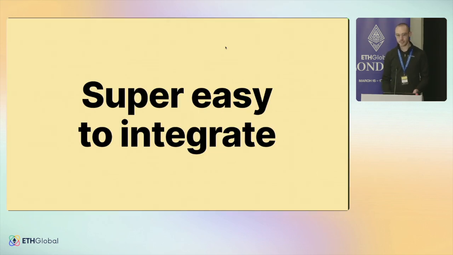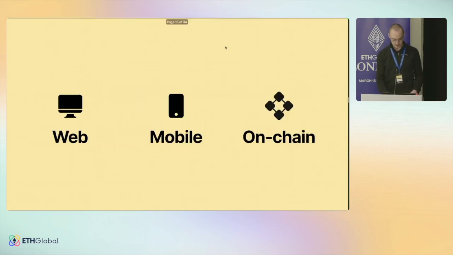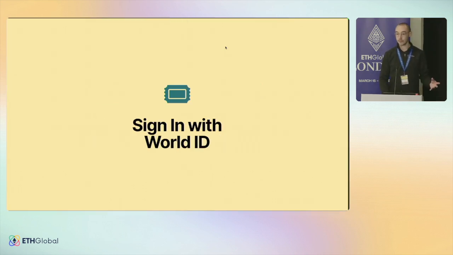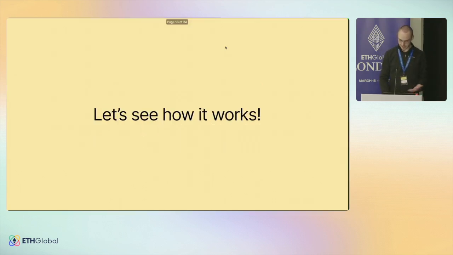And World ID is also super easy to integrate. You can use it on the web, you can use it on mobile, you can use it on chain. And there's two main ways to integrate World ID. Sign in with World ID. Our OpenID Connect provider works just like sign in with Google or sign in with Facebook. And then we have incognito actions, which are much more powerful and what you can use for on-chain applications as well. So I'll start by going through sign in with World ID, and let's see how it works.